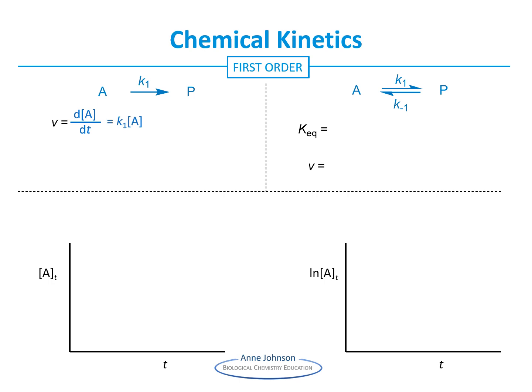If we add equilibrium into the picture, there is a reverse reaction, conversion of product to reactant with a rate constant of K-1. The equilibrium of this reaction is K1 over K-1, or P over A. The rate is K1 times A, like we saw without equilibrium, or K-1 times P.